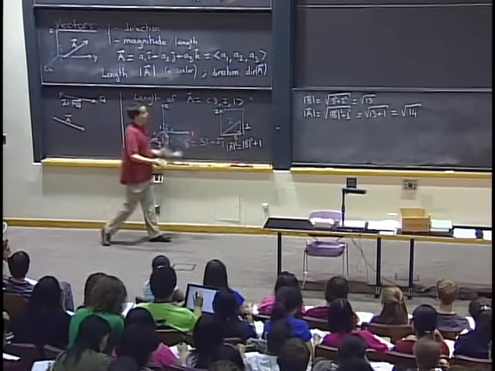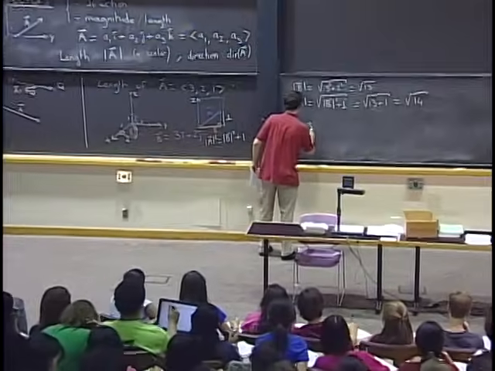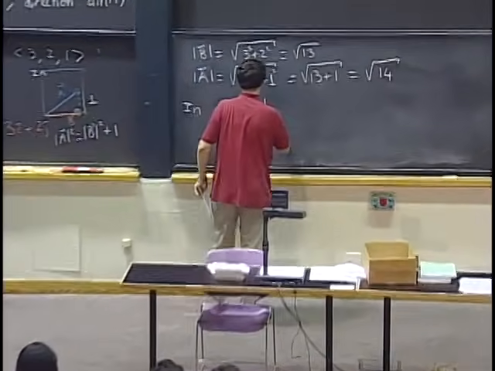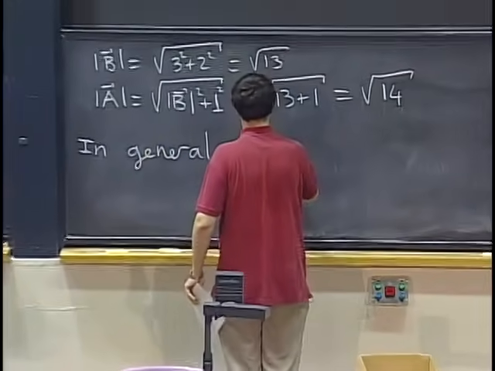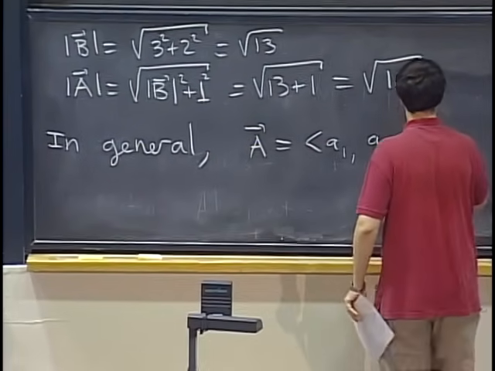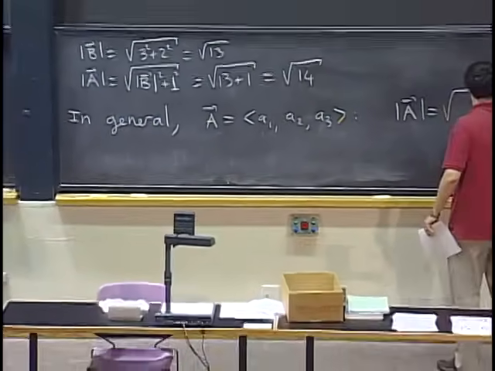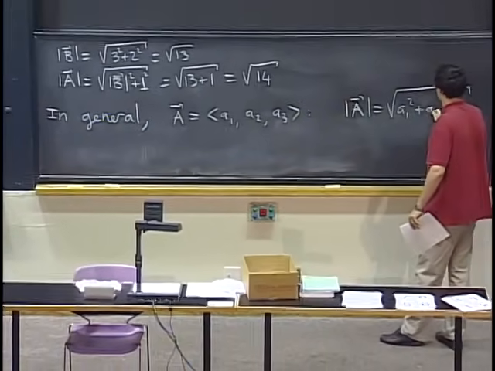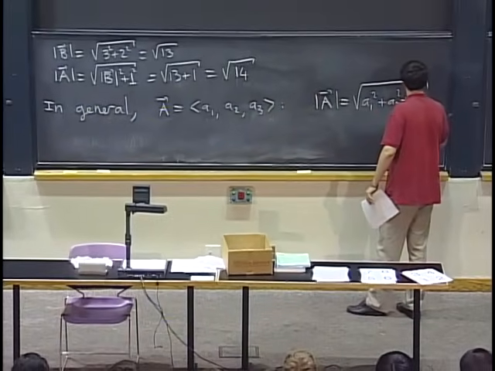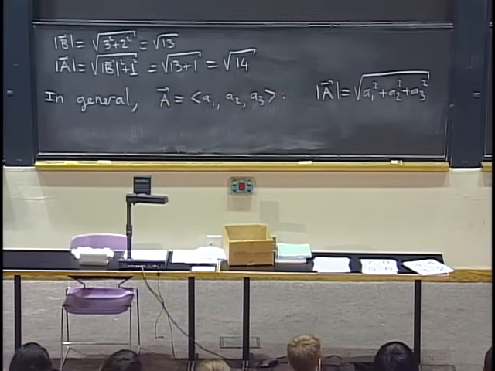Okay, so the general formula, if you follow what we did, in general, if we have a vector with components A1, A2, A3, then the length of A is the square root of A1 squared plus A2 squared plus A3 squared. Okay, any questions about that?